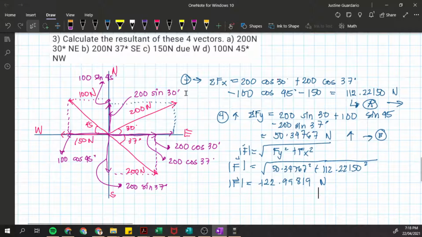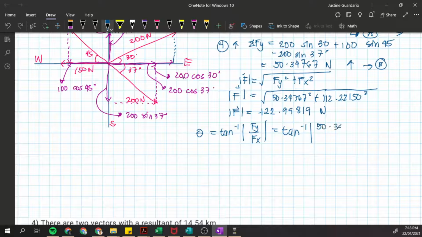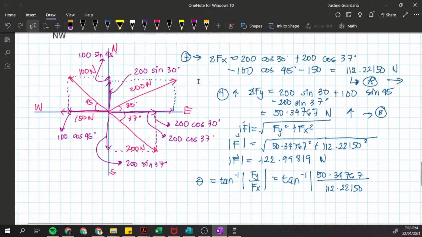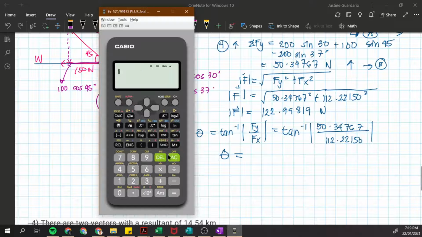But I want also, since we're talking about vectors here, we need to find the direction of these vectors. Okay? So, how do we find that? Using our formula, theta equal to the arctan of f of y over f of x. Okay? So, we just substitute our values. We have f of y to be 50.34767 and our f of x to be 112.22150. Okay? So, baka magmukhang negative to. This should be 122.